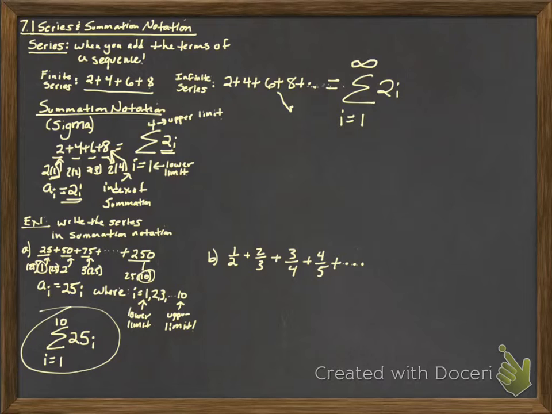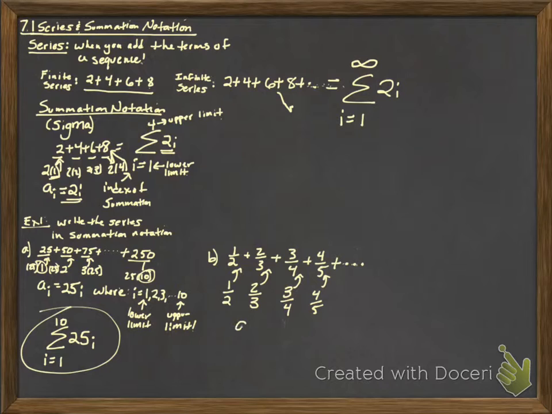So we have to think, all right, if we're plugging in 1, how are we getting 1/2? If we're plugging in 2, how are we getting 2/3? If we're plugging in 3, how are we getting that? If we're plugging in 4, how are we getting that? And it just looks like if we plug in 1, the denominator is just 1 larger than it. If we're plugging in 2, the denominator is just 1 larger than 2. If we're plugging in 3, it's just 1 larger than 3, etc. 4, and then we just have to add 1 and get 5.